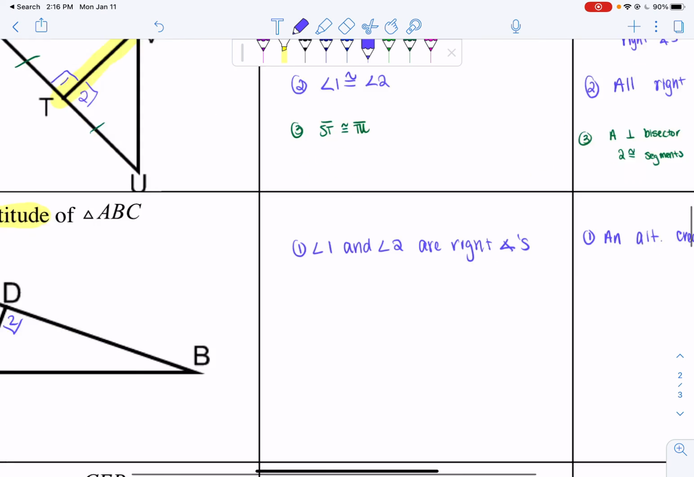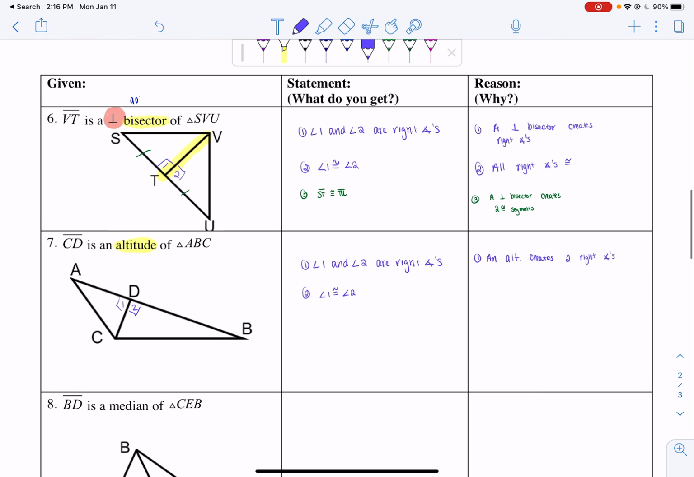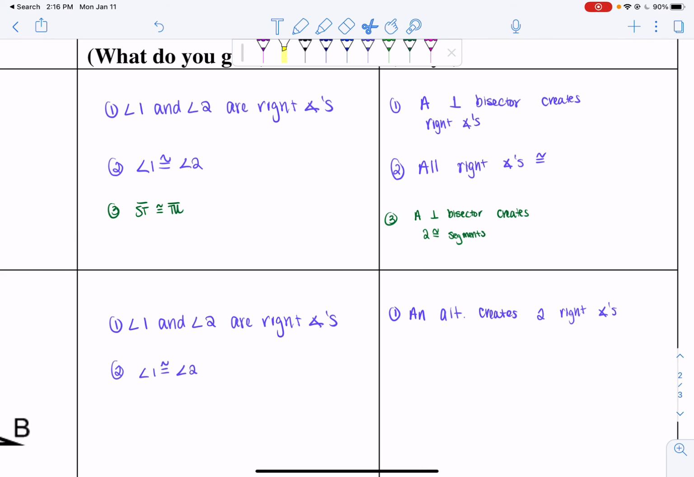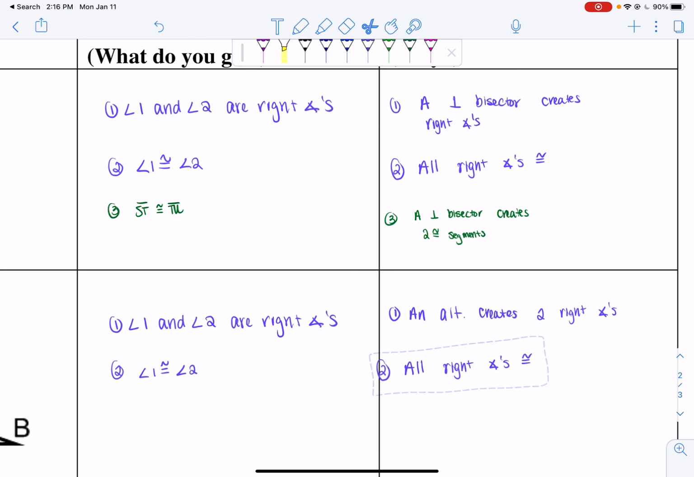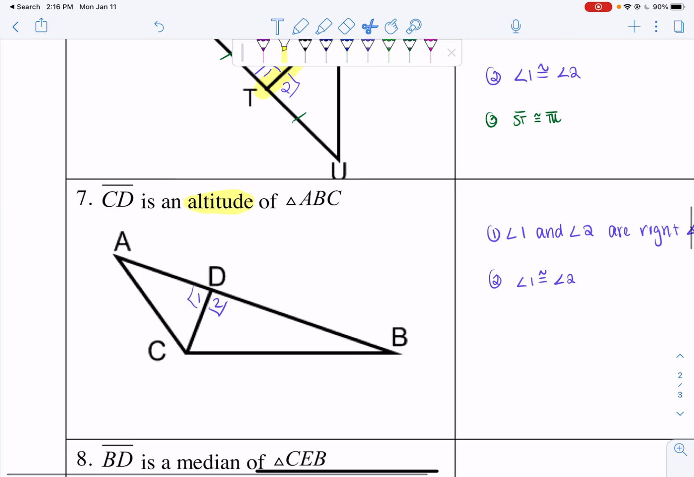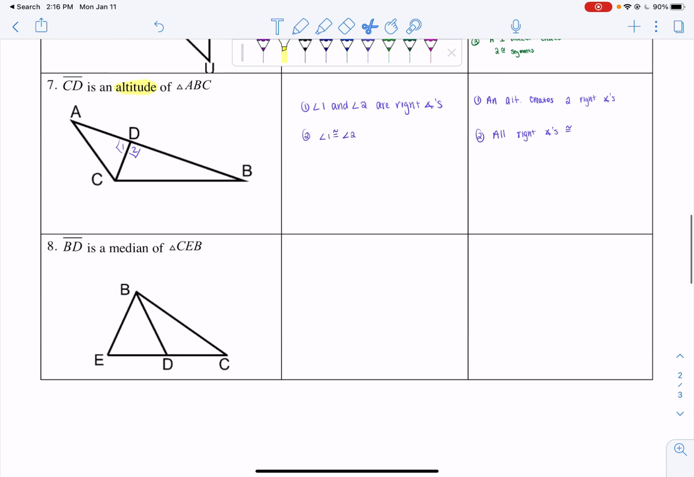And now I can say angle 1 is congruent to angle 2 because they are both right angles. So I know all right angles are congruent. Good. Now, that's it. That's all you can say about the altitude. So 2 statements, 2 reasons.